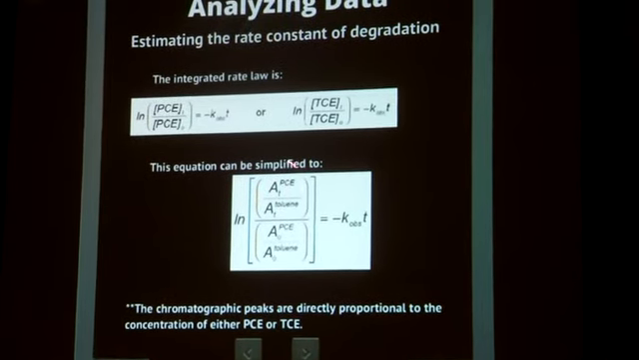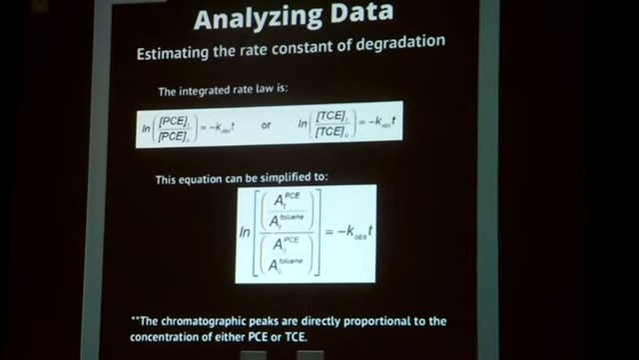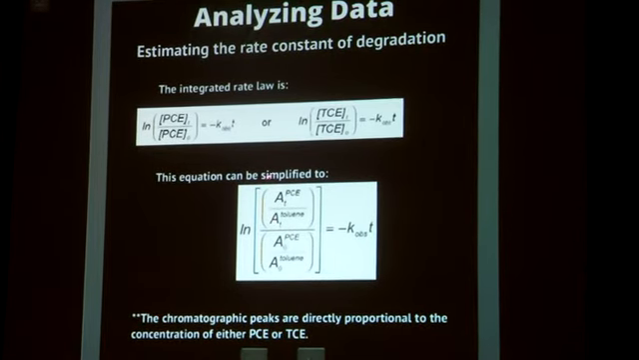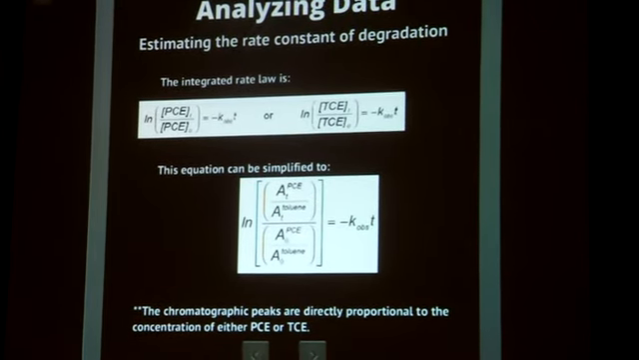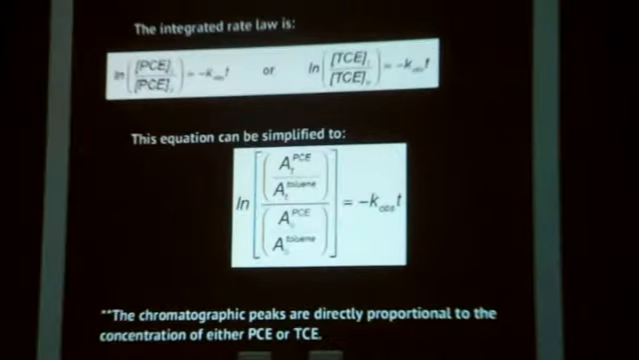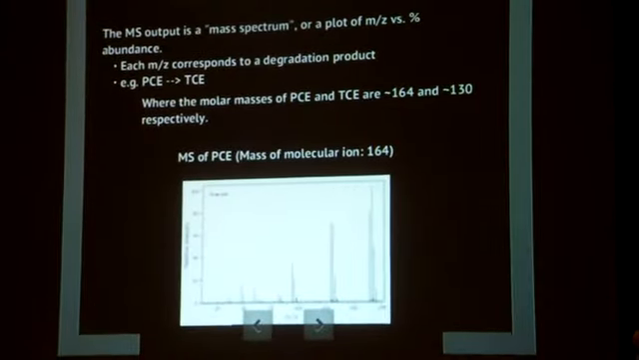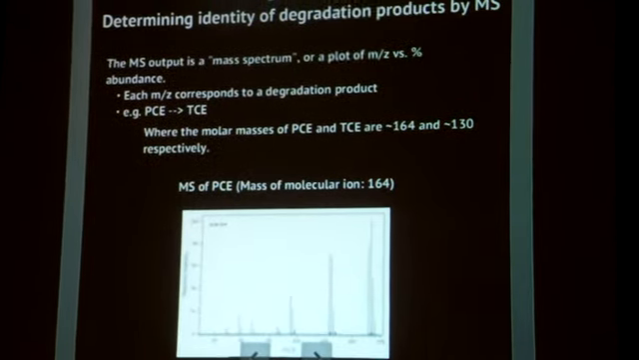And like Jeff was mentioning earlier, we're doing it against the standard. Our standard is toluene, because we want to normalize our data. That's why we're dividing the area under the peak of the PCE by the area of the toluene. From this, we're going to be able to isolate for the rate. So that's nice and useful. The second part of our data analysis is going to consist of reading our mass spectrum.